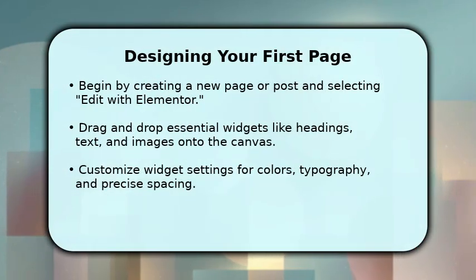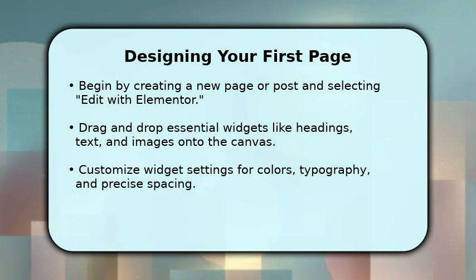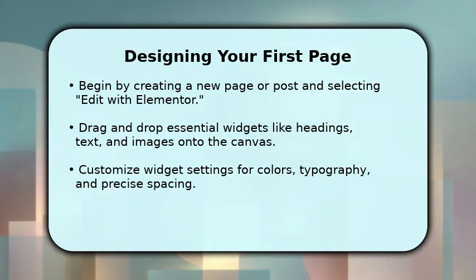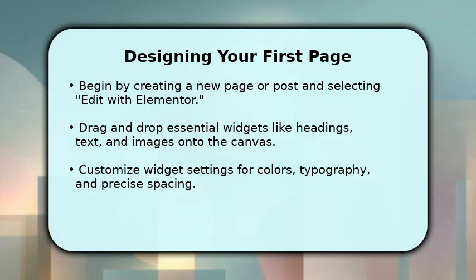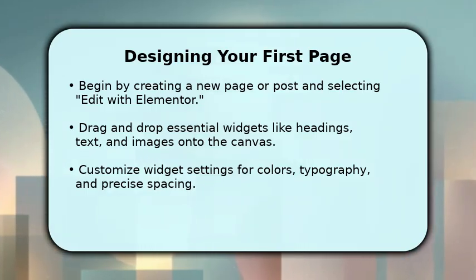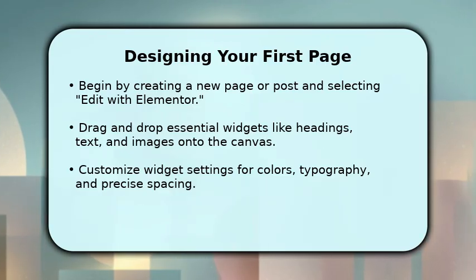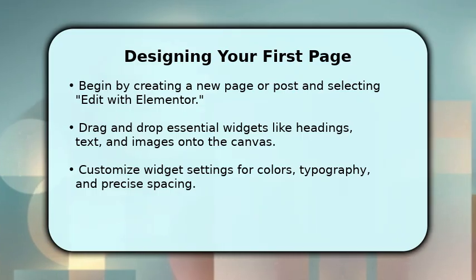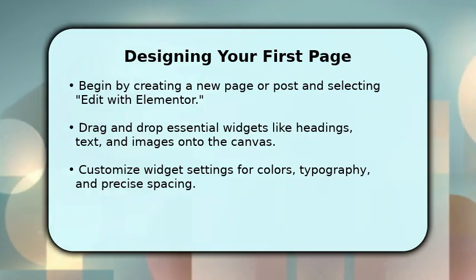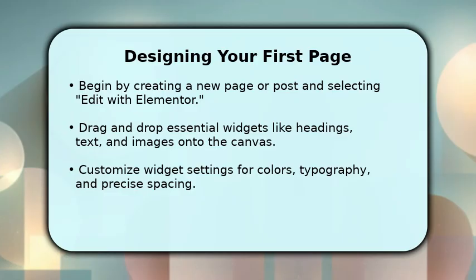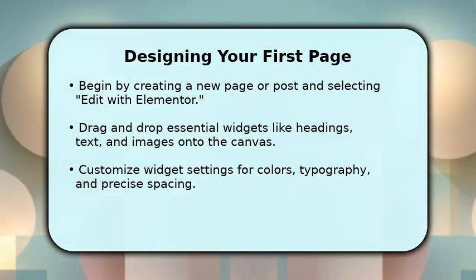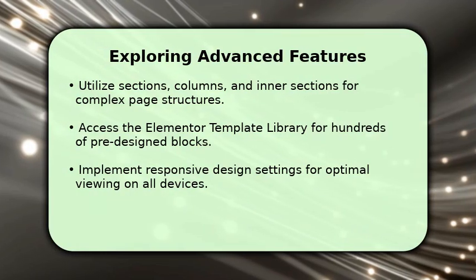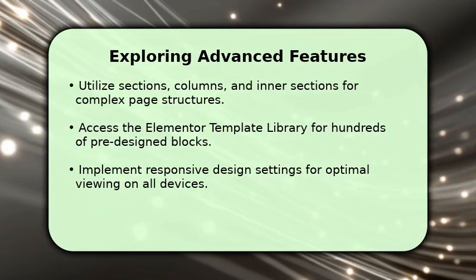Once Elementor is active, navigate to a new page or post and click the Edit with Elementor button. This opens the intuitive Elementor editor. On the left, you'll find a panel of widgets. Simply drag and drop elements like headings, text blocks, and images directly onto your page. Each widget offers extensive customization options, allowing you to fine-tune colors, fonts, and spacing to achieve your desired look and feel. Elementor goes beyond basic design with advanced features.